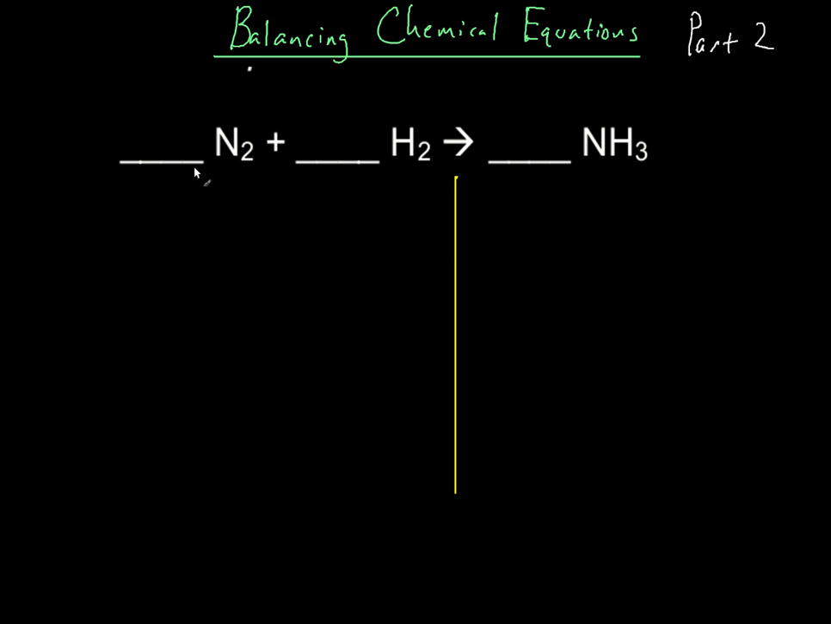Now, the whole point of balancing chemical equations, like I said in the first video, is pretty much that what we have in the beginning, we have in the end. The law of conservation of mass states that nothing is created or destroyed, only transferred. So we will still have the same number of nitrogen atoms at the end as we have in the beginning. And likewise, we will still have the same number of hydrogen atoms in the beginning and the end as well.